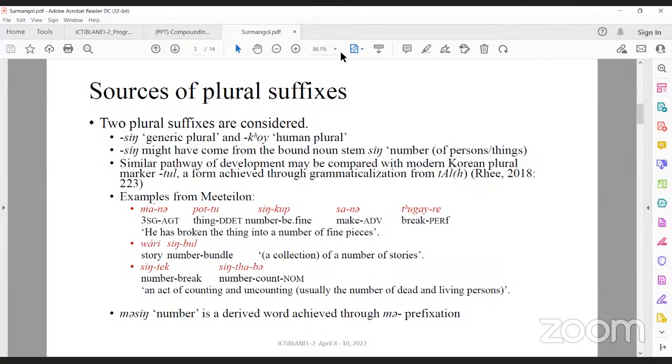Man, Putu, Sinkup, Sana. He has broken the thing into a number of fine pieces. And then we have the word in a compound, Mawari Singbu, a collection of a number of stories. I am not sure whether other Meitei Lon speakers are familiar with this kind of phrases, like Sintek Sintaba. This is an act of counting and uncounting, usually the number of dead and living persons, where you find sing take and sing tower. So we use the word machin, number, which is a derived word achieved through ma prefixation. Next slide, please.